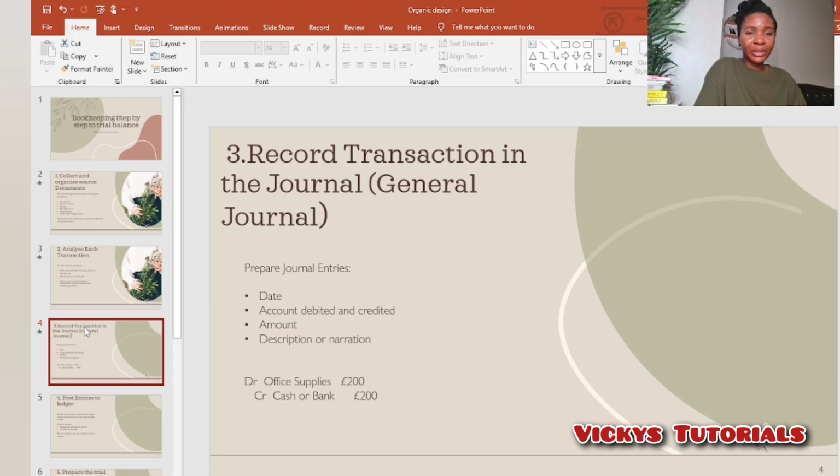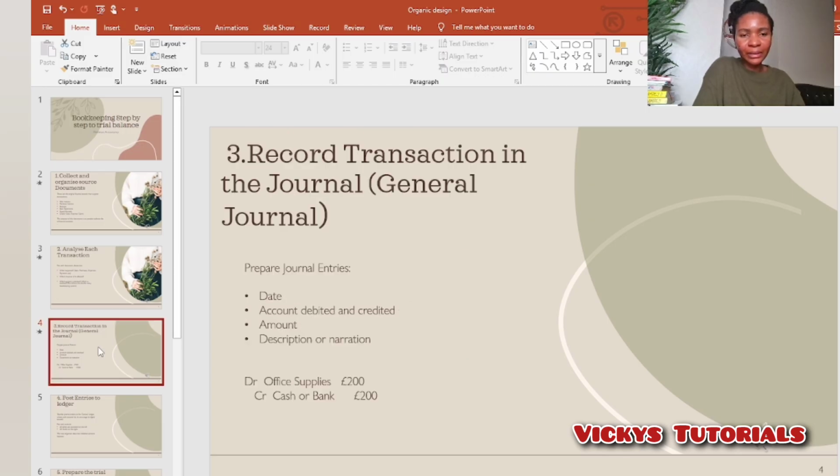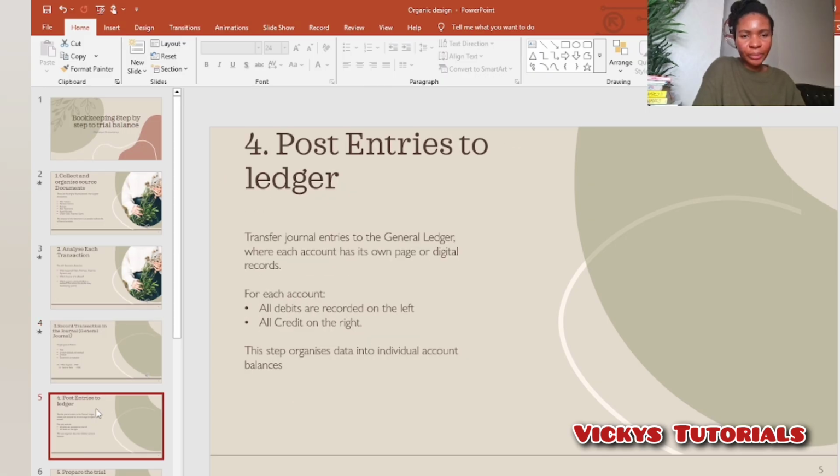So that is the reason why it is very important for you to have your journal entries. Once you've completed your journal entries, the next step is for you to post your entries into the ledger book. Each item of account has its own book. For instance, the office supply has its own book called office supply account. And that is your ledger.